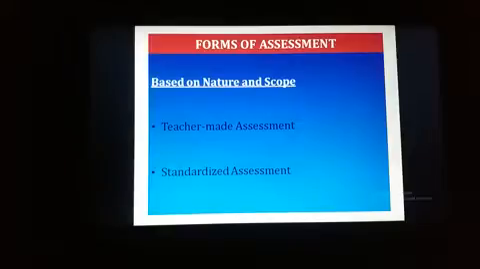Again, forms of assessment based on nature and scope of learning, or nature and scope of assessment.